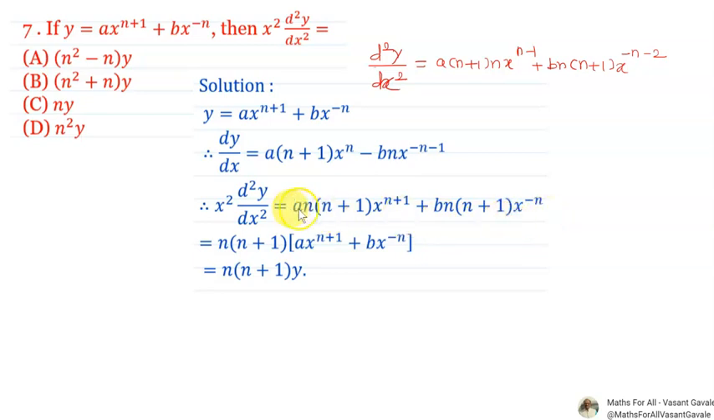Again from both, what comes common, that is n into n plus 1 is common. Then in bracket you will get here a x raised to n plus 1 plus b into x raised to minus n, and this is the value of y, and hence x square into d2y by dx square is equals to n into n plus 1 into y. That is nothing but, what is its value, that is n square plus 1 bracket complete into y. That is option B is the correct one.